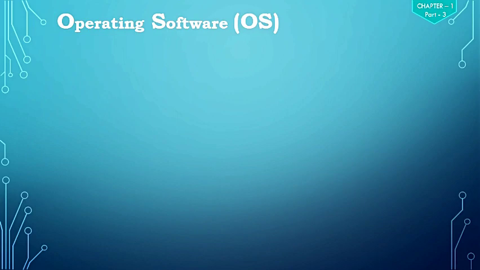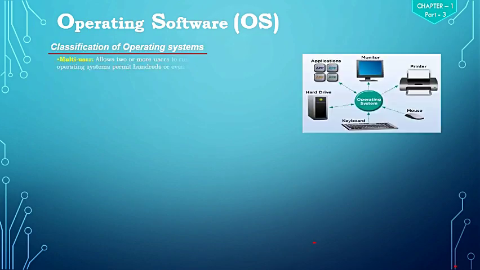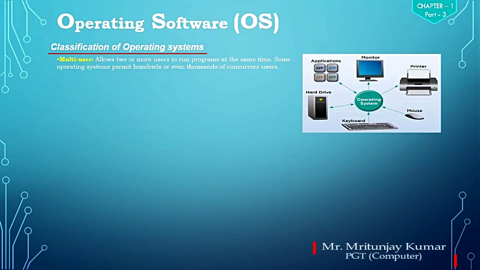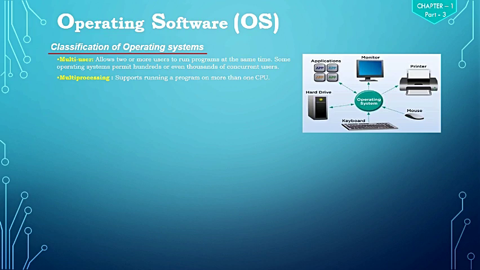There are different classifications of operating systems. Number one is multi-user. Multi-user allows two or more users to run programs at the same time. Some operating systems permit hundreds or even thousands of the concurrent users. Second is the multiprocessing. Multiprocessing operating system supports running a program on more than one CPU. Third is multitasking. Multitasking OS, I will say OS for the operating system. Multitasking OS allows more than one program to run concurrently.